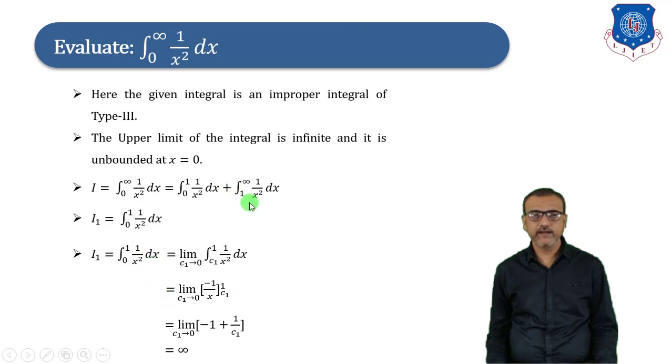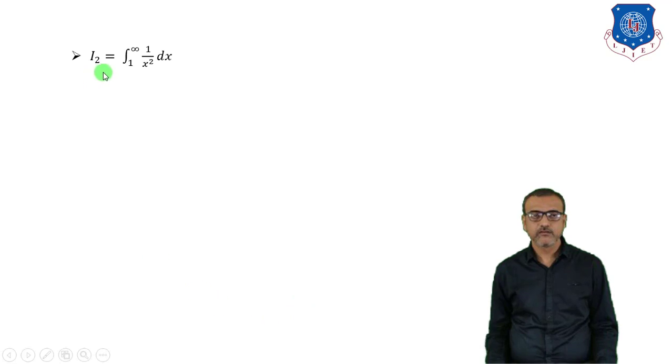Now we will evaluate integration from 1 to infinite, 1 upon x square dx. So let I2 equals integration from 1 to infinite, 1 upon x square dx. Now replacing this infinite by c2, we have limit c2 tends to infinite, integration from 1 to c2, 1 upon x square dx. Now 1 upon x square is nothing but x raised to minus 2, and its integration is x raised to minus 1 upon minus 1.